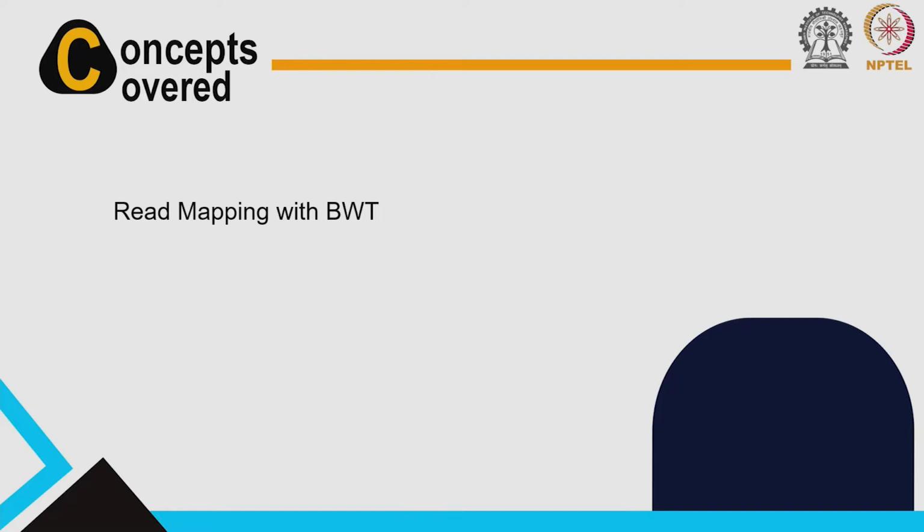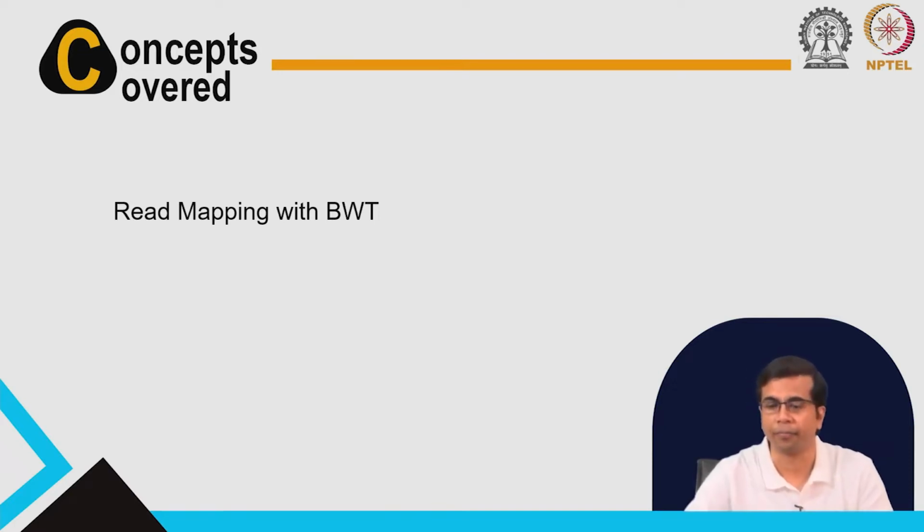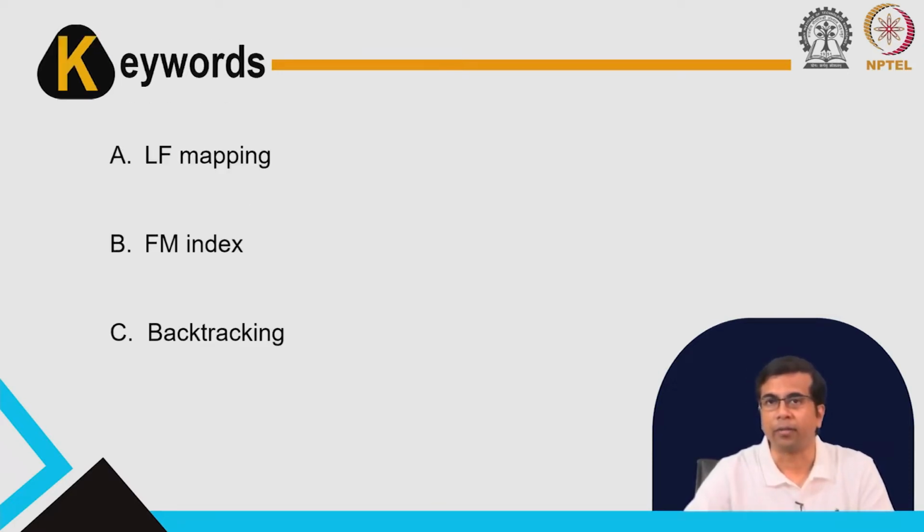So, what we are going to discuss today would be read mapping using that Burrows-Wheeler transform based method. That is the agenda for today's class. We will be looking at the process of mapping reads with these BWT based methods. These are the keywords that we will come across in today's class: LF mapping, which we have introduced before; FM index, a new term that we will explain in this presentation; and backtracking.